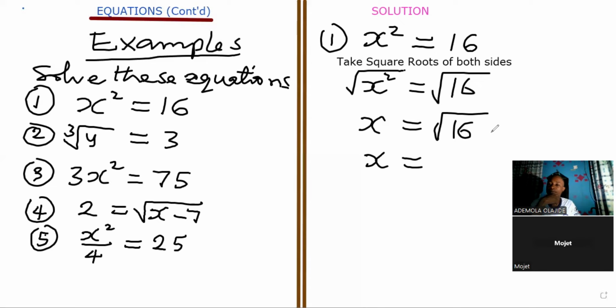It could be 4. That is 4. So square root of 16 is 4, because 4 times 4 is what gives 16. Please don't forget.